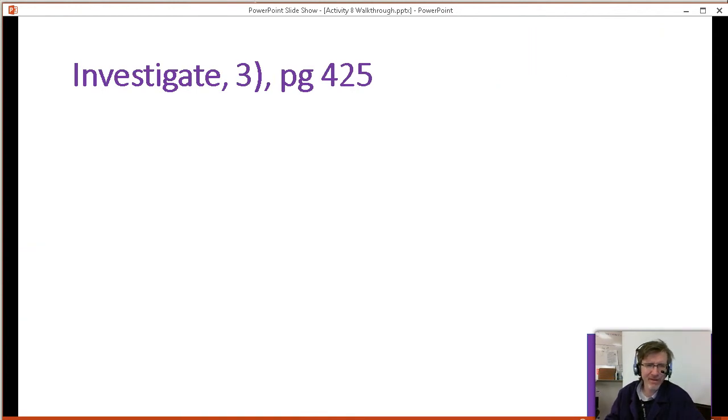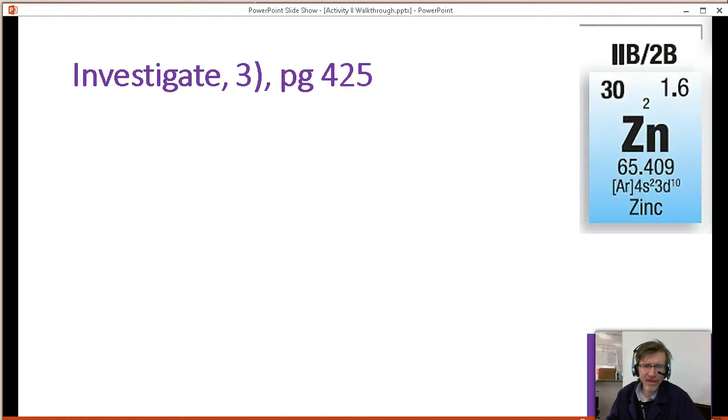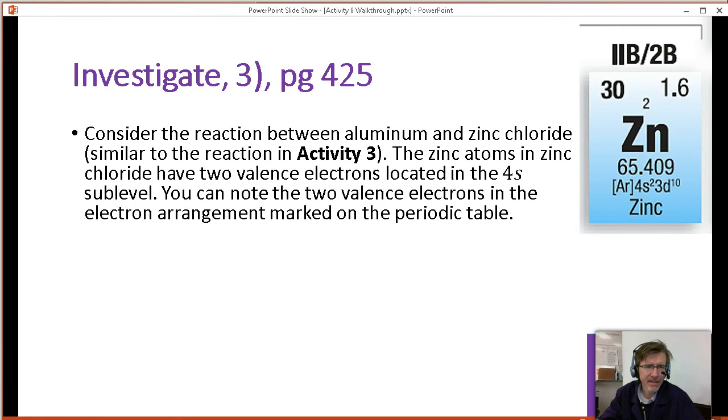Let's go to investigate number 3, page 425. Questions about zinc. Consider the reaction between aluminum and zinc chloride, similar to the reaction in activity 3. Remember the reaction in activity 3 was copper chloride and aluminum. The zinc atoms in zinc chloride have 2 valence electrons located in the 4s sublevel. Why don't I count these 10 here in the 3d level? You can't count those because they're in a lower level. 4 is the highest level. You have to count anything that has a 4 in front. So there's only 2.